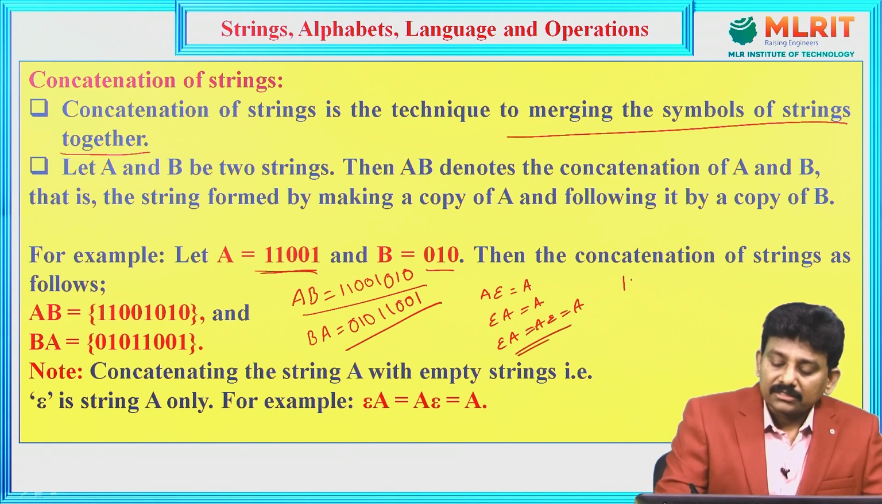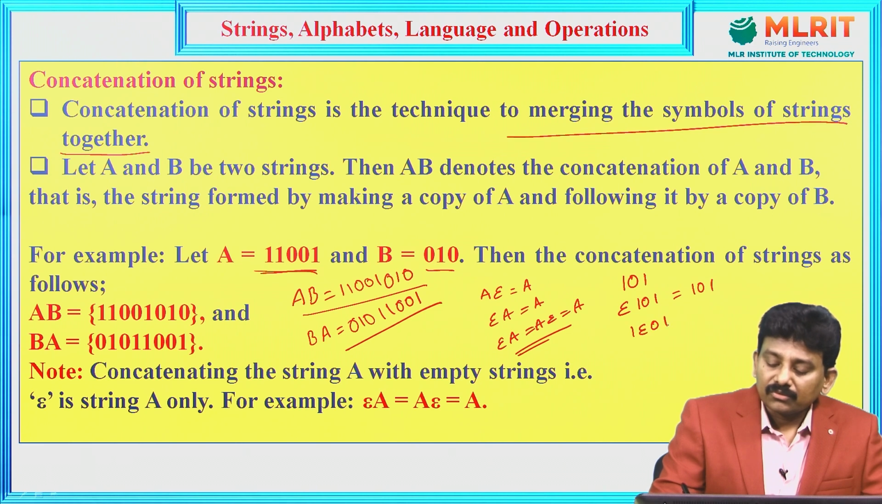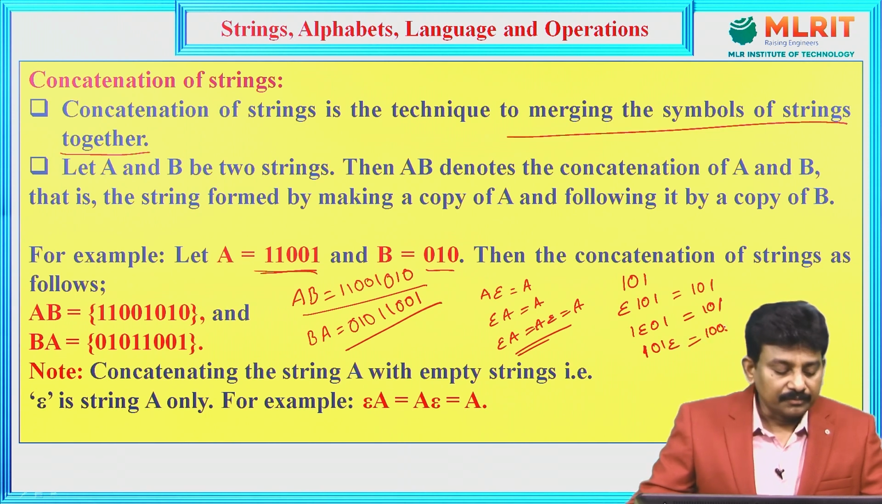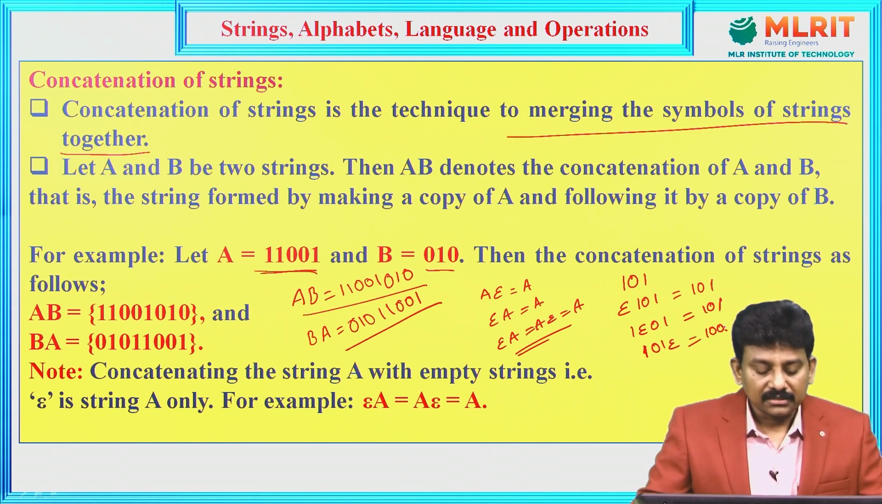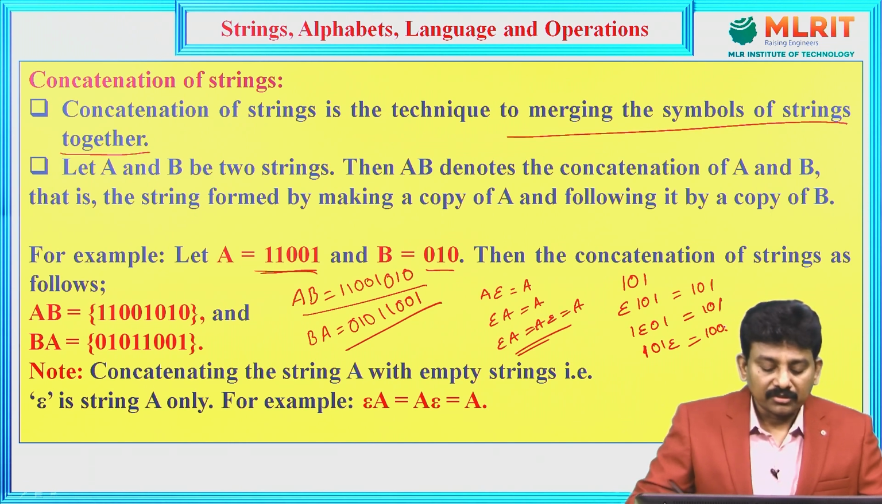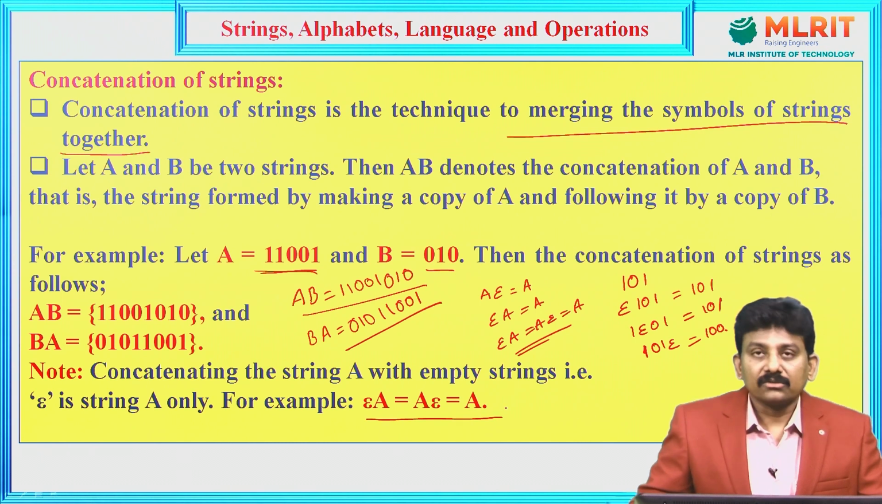For example, take the string 101. Concatenating 101 with epsilon is the same as 101, or 1 epsilon 01 is also 101, or concatenating at any position, 101 epsilon is also 101. So, note that concatenating the string A with the empty string, epsilon, gives string A only. For example, A epsilon and epsilon A both equal A only.